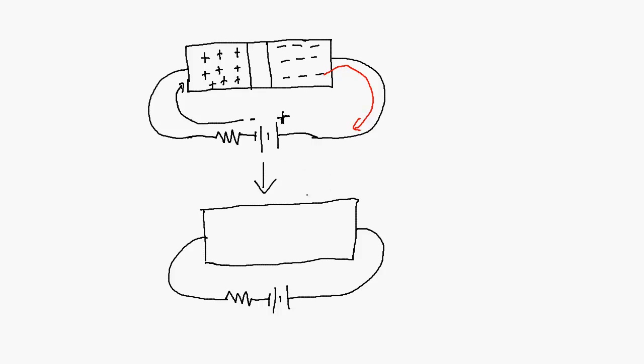So what we'll end up with is a PN junction, which is no longer a PN junction because we've removed all the extra holes and all of the extra electrons. And once that happens, there is no more current that can flow because those holes and electrons are the charge carriers. And we have a circuit that is essentially an open circuit now.